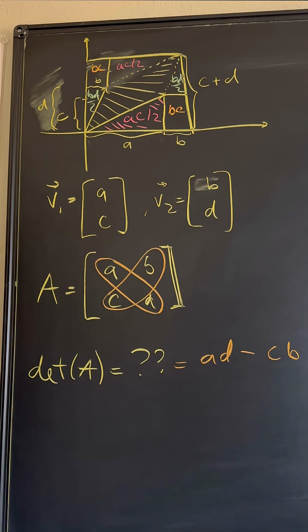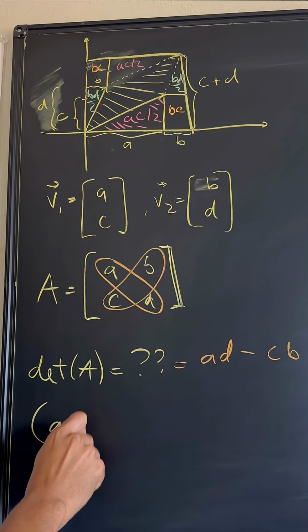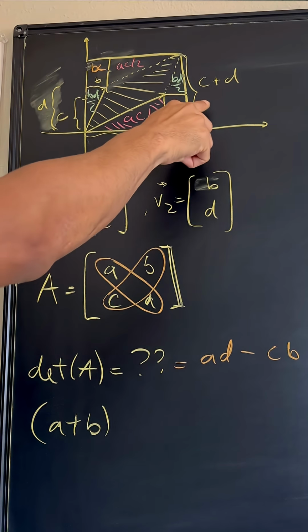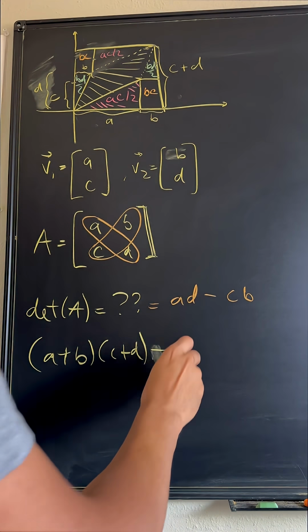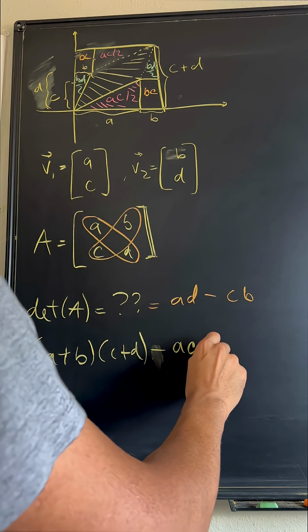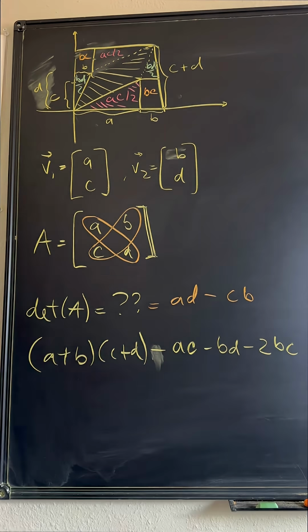So if we wanted to find the area of the parallelogram that's in the middle, then we're going to go ahead and multiply the base, which is A plus B, times the height, which is going to be C plus D. But don't forget that we have to subtract the area of the 4 triangles and the area of the 2 rectangles. Now we just do some foiling, and you're going to see that the ACs cancel out, the BDs cancel out, and we have AD plus BC minus 2BC, giving us AD minus BC.